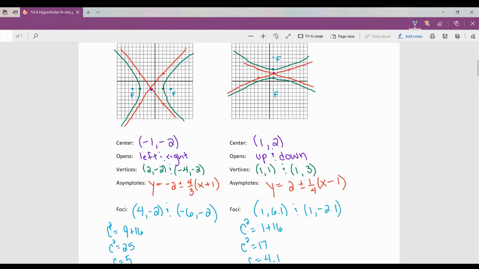All right, guys, I'm going to have you try doing these. Hopefully you're not rotating the page and going a little bit crazy when you're doing the asymptotes as well. All right.